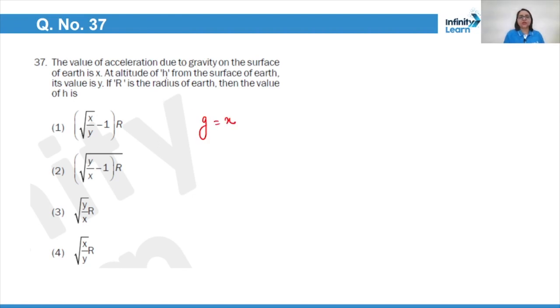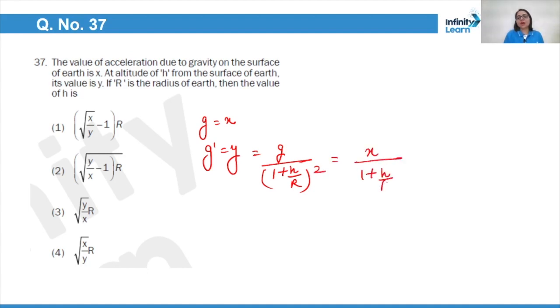At an altitude of h from the surface of the earth, its value is y. G dash is y. If r is the radius of the earth, then the value of height is... So g dash is equal to g upon (1 plus h by r) whole square. Right, so it is equal to x upon (1 plus h by r) whole square, which is equal to y. Okay, so you can write (1 plus h by r) whole square as x upon y.